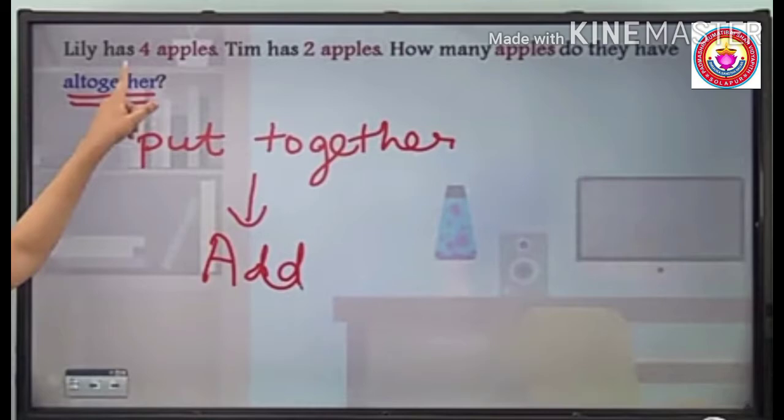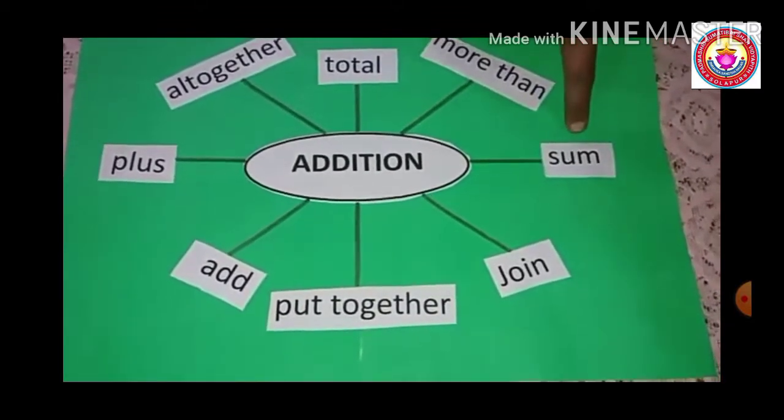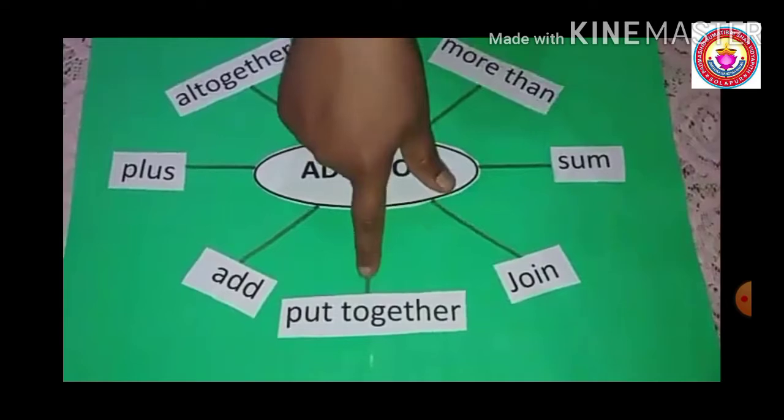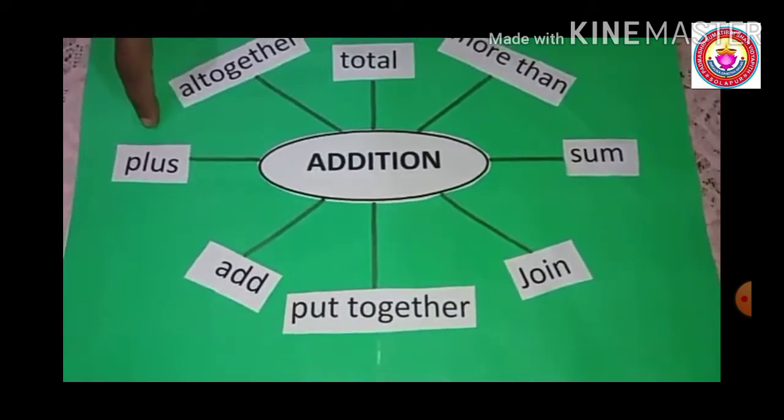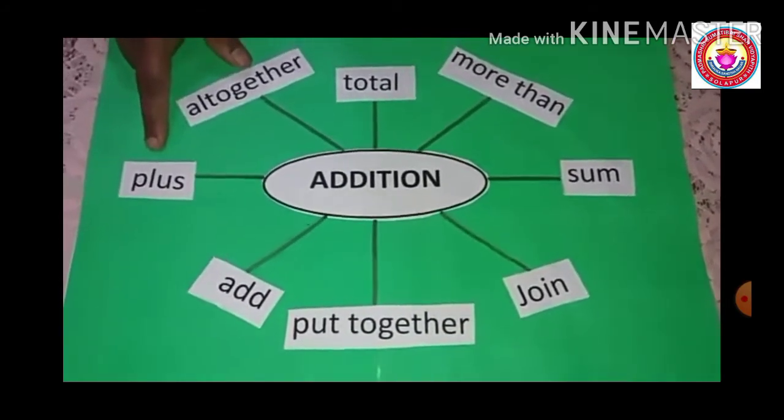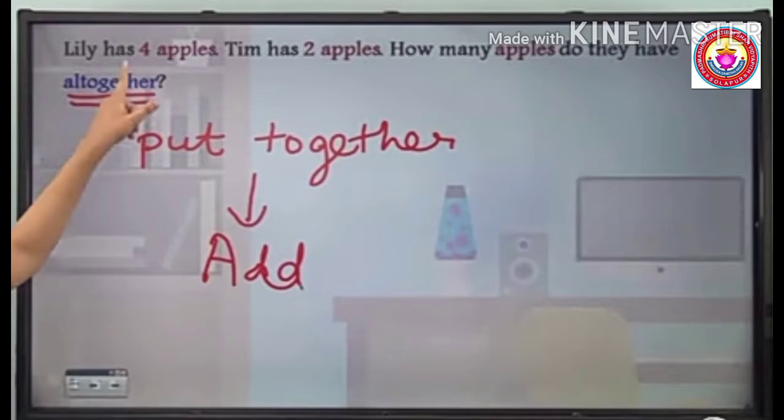When they need to find how many apples they have if they combine their apples, or we can also say if the objects are put together, the apples of Tim and Lily, how many apples will be there altogether? Altogether also means put together. As we have already studied, addition has similar words that are total, sum, join, put together, add, plus, and altogether. It means we have to add two numbers. Here in this problem, they have given altogether. It means what? We need to add them.